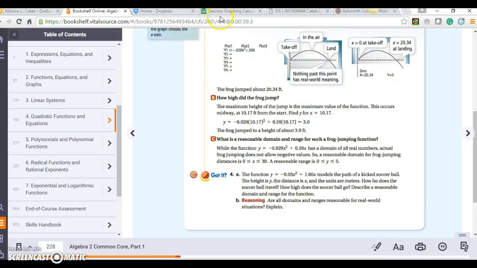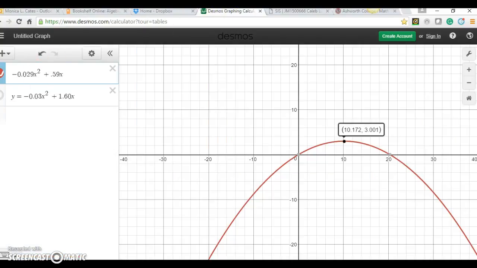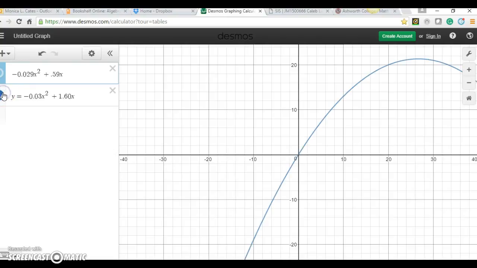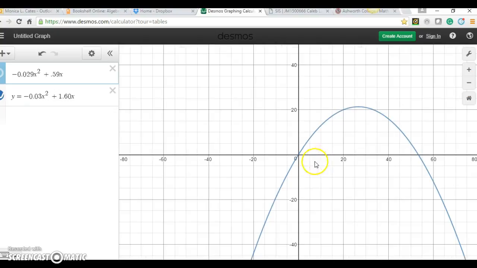All right, so let's look at our graph. I already put it in to save time. So I'm going to turn this one off, turn this one on. I need to zoom out a little bit more. Oh, there we go. And so here, this is my soccer ball's path. It's going to shoot from the start, kicks up here until right here. All of this is in meters, and this is how far my soccer ball goes. And so my soccer ball travels 53.33 meters.